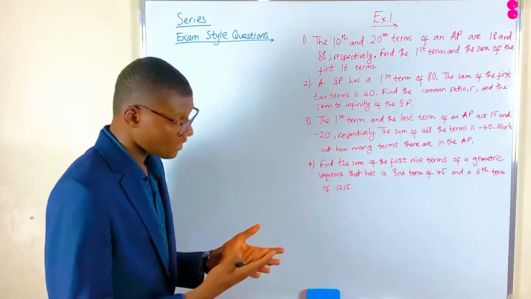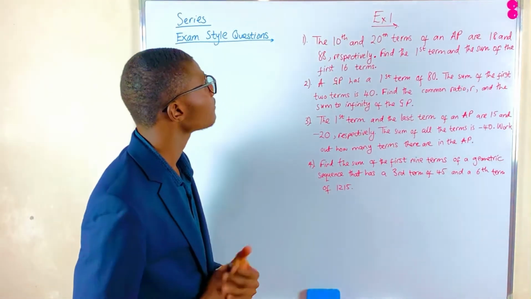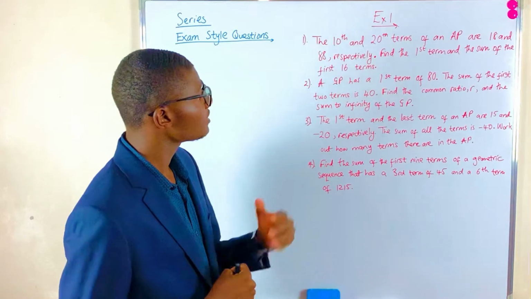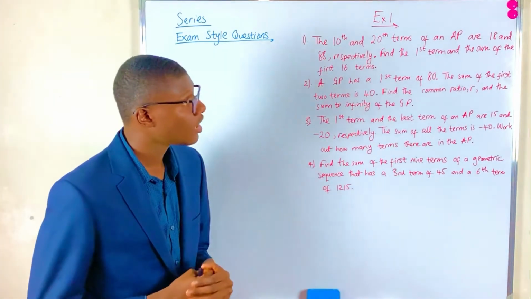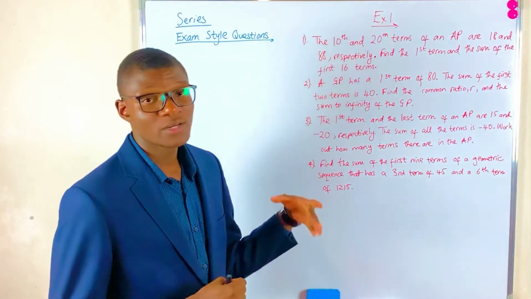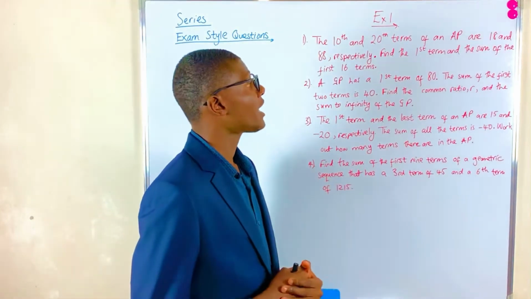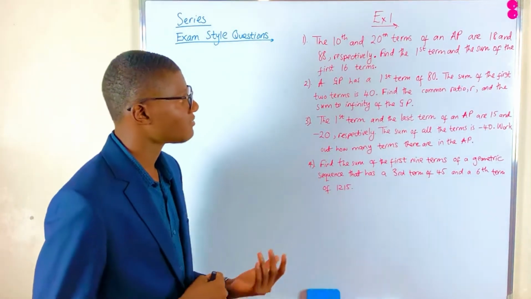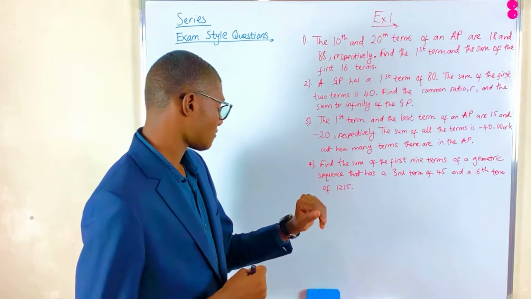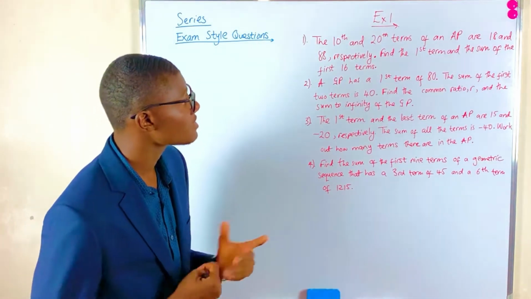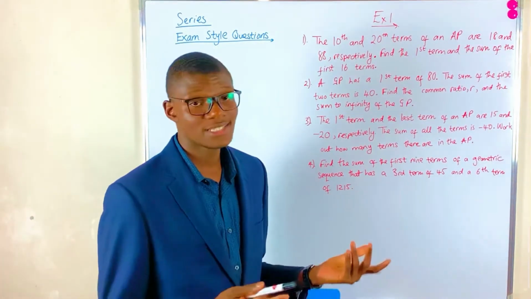Okay, so for number one, we've got: the 10th and 20th terms of an AP, that's an arithmetic progression, are 18 and 88 respectively. Find the first term and the sum of the first 16 terms.